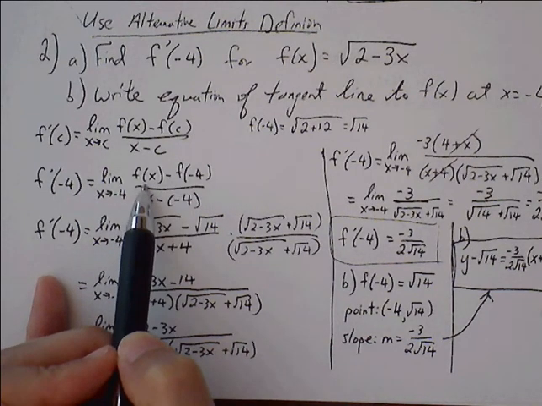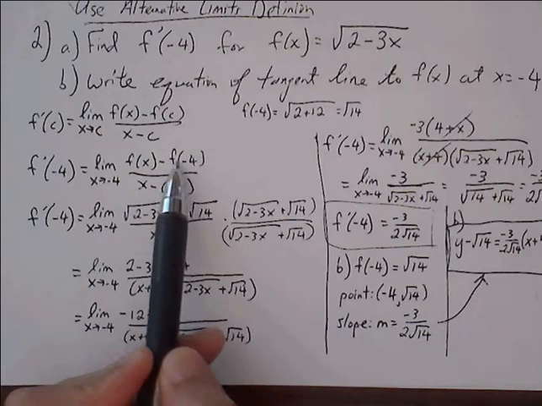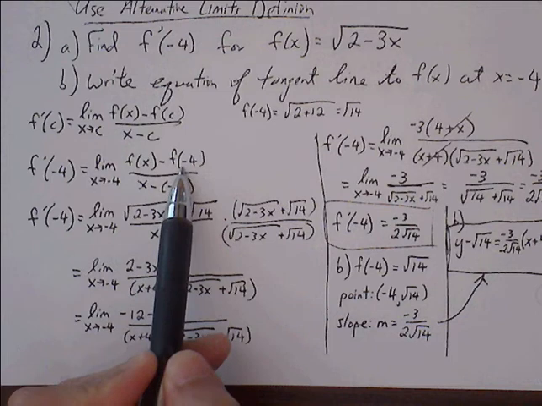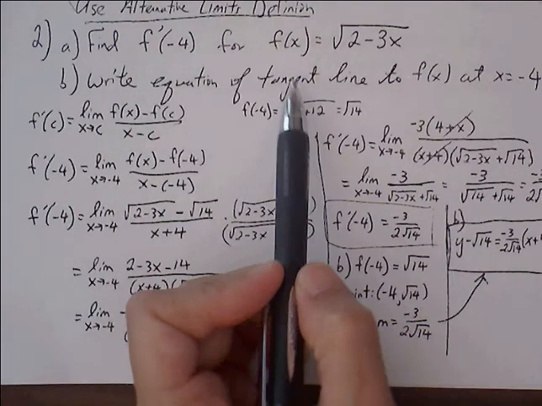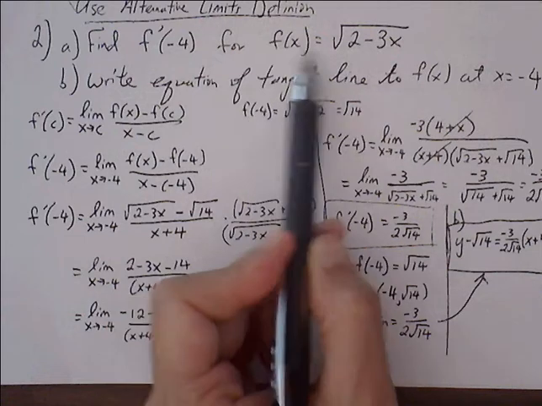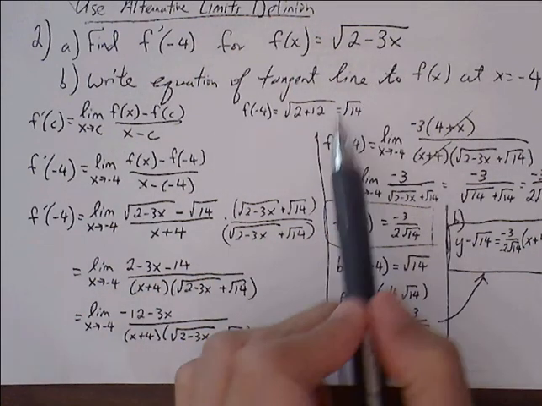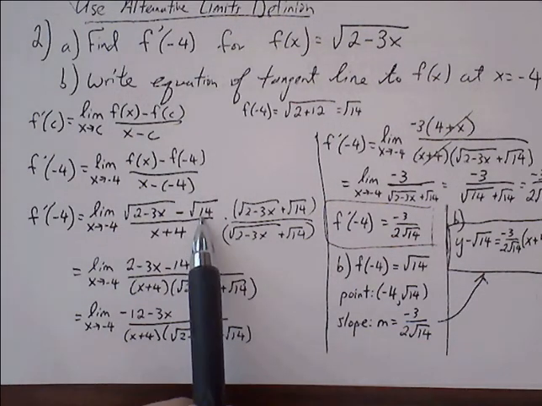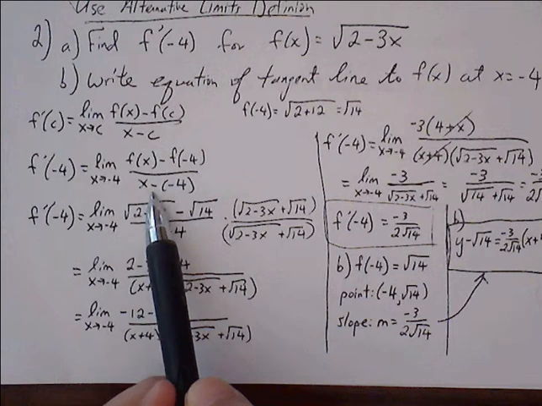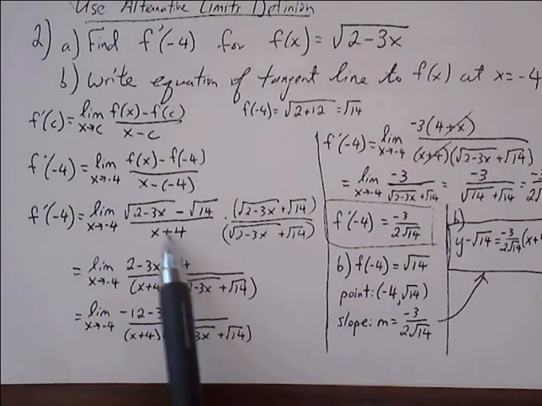F of x is the original function, so that's just square root of 2 minus 3x. F of negative 4, I'm going to evaluate the original function at negative 4. So if I plug negative 4 into the original function, I get 2 minus negative 12, which is 2 plus 12, which is root 14. So f of negative 4 is root 14, all over x minus negative 4, which is x plus 4.